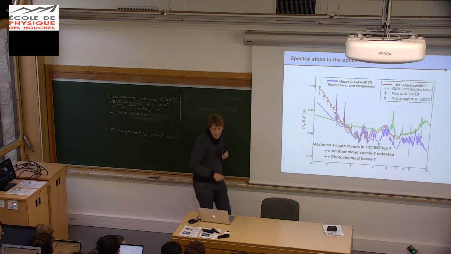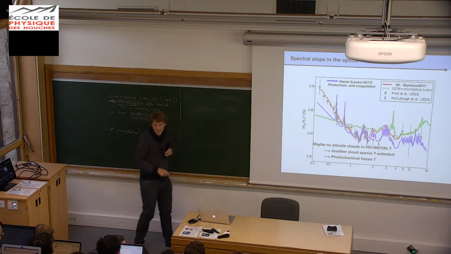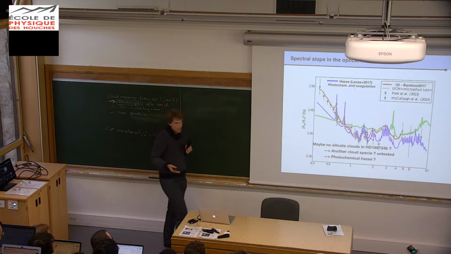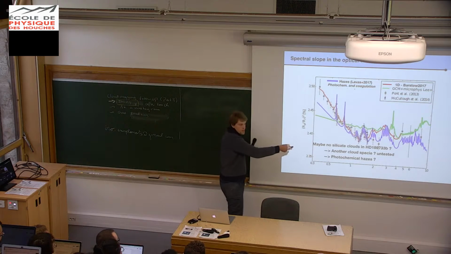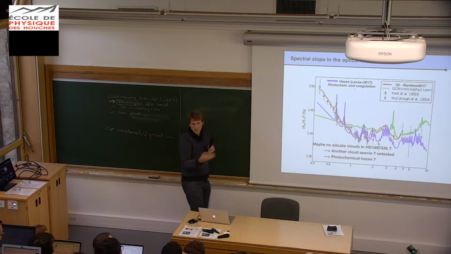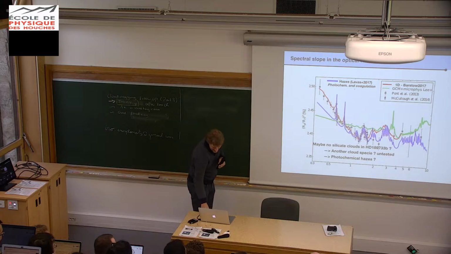The only problem is that to make those photochemical hazes in this model, they need CH4. And when you look at the transmission spectra, you should see CH4 here if it was there, and it's not there. So there's no CH4, so how can you form the haze? So what's going on, right?